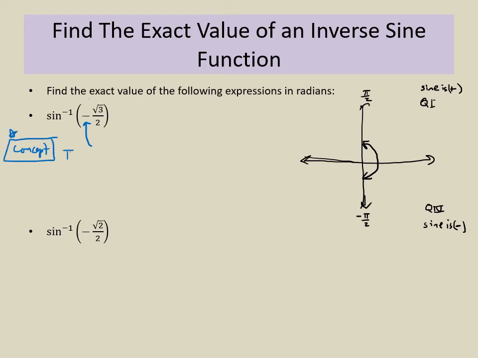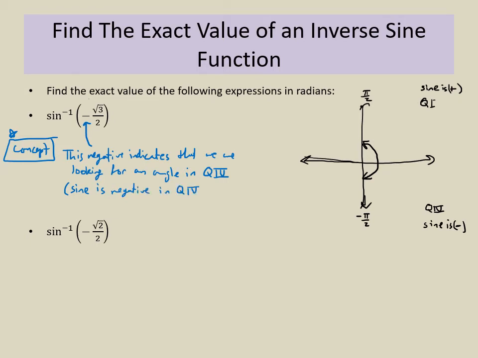This negative indicates, you can write this down, that we are looking for an angle in Q4. Okay, because that's where the sine is negative. In Q4.